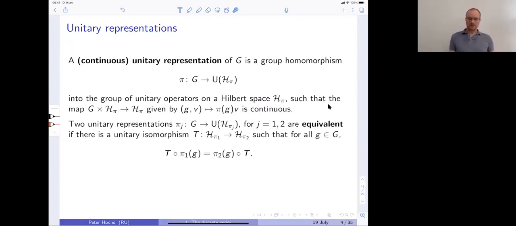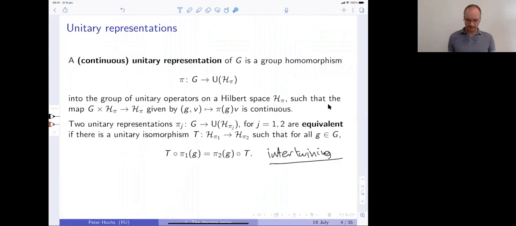So equivalence is what you might expect. We talk about unitary representations. So an equivalence should be a unitary isomorphism between the two Hilbert spaces of the two representations, but it should preserve the representations pi. So for every group element, this relation should hold, and that's what it means for the unitary representations to be equivalent. This property is called intertwining, by the way. Intertwining operators will come back in the third lecture as well. So if that exists, then we call representations equivalent.